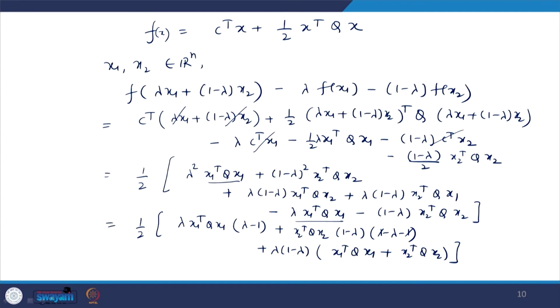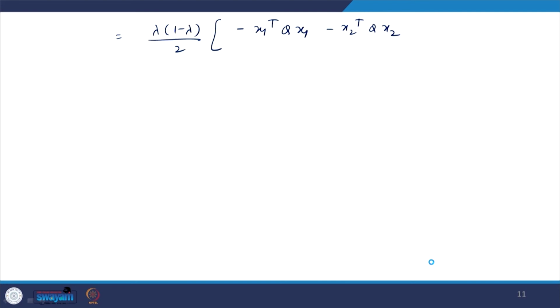And then from here it is x 1 transpose Q x 2. So, this will be x 2, and it is x 2 transpose Q x 1. So, x 2 transpose Q x 1, it is x 1. See here, it is x 1 transpose Q x 2, it is Q x 2, it is Q x 1. Okay. So, it is plus x 1 transpose Q x 1, Q x 2 plus x 2 transpose Q x 1.